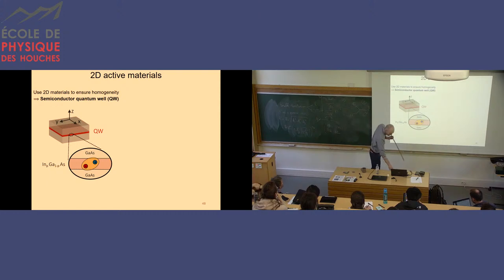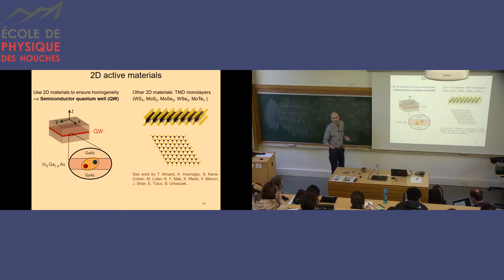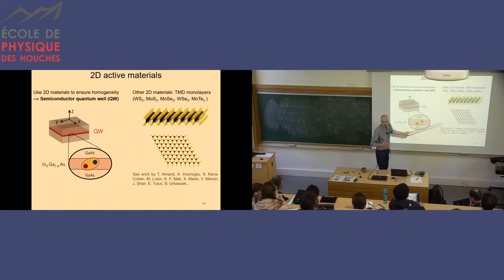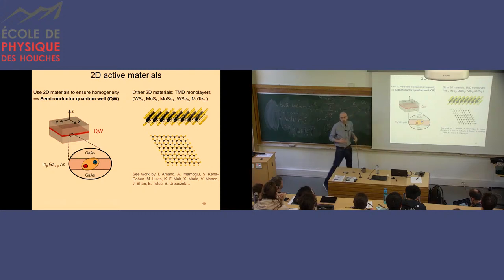properties. I give you just quickly, I make the connection with the class of Atac Imamoglu that you got last week. In the rest of the talk, I will describe 2D materials that are semiconductor quantum wells obtained during the MBE growth of our samples. Many people, it's an axis of research that developed recently, actually use new types of materials like TMD monolayers that you heard about, that are also semiconductor materials at the level of a monolayer. And it's really an interesting development to try to combine them with cavities and create polaritons with that.